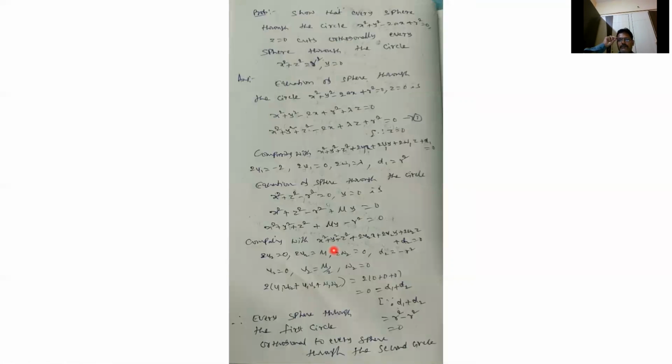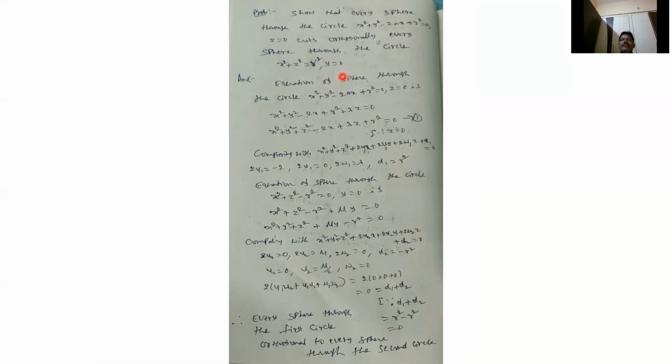Yeah, another problem. Show that every sphere through the circle x square plus y square minus 2ax plus r square equal to 0, z equal to 0, cuts orthogonally every sphere through the circle x square plus z square equal to r square, y equal to 0.